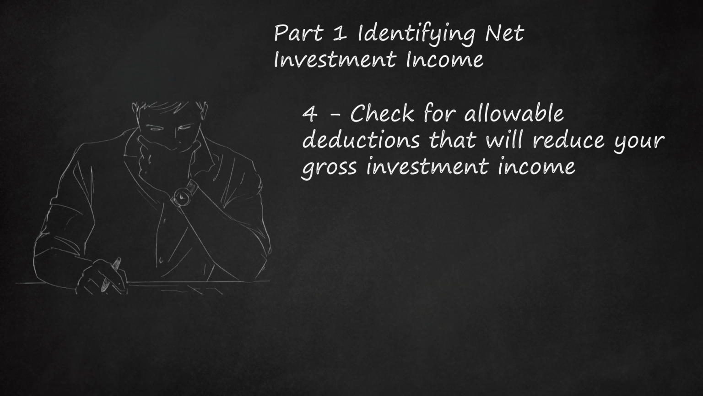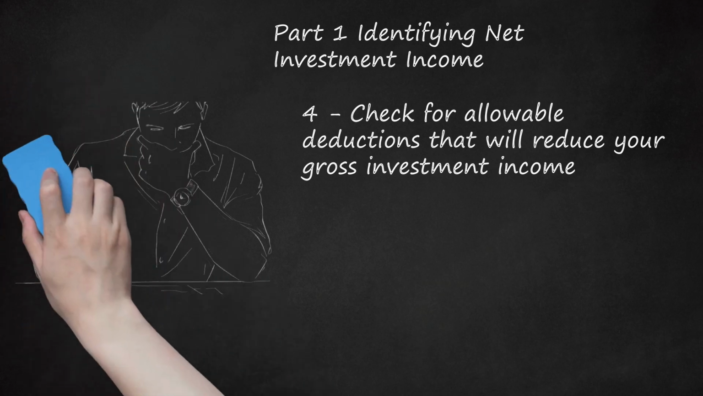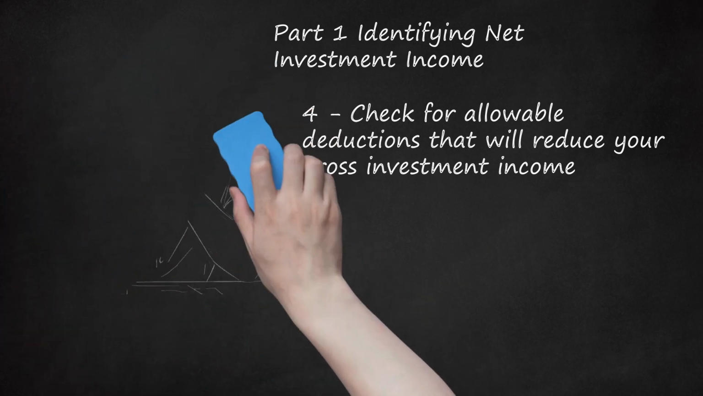Common examples of deductions you might be able to take in order to accurately calculate your net investment income include investment interest expenses, advisory and brokerage fees, expenses related to rental and royalty income, tax preparation fees, fiduciary expenses, if you are dealing with an estate or trust, state and local income taxes.